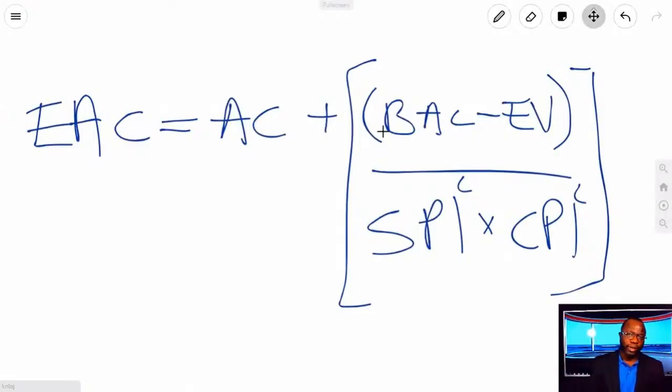EAC based on work being performed at the budgeted rate, EAC based on current cumulative CPI, and EAC based on cumulative CPI and SPI. See that? That's how you do it, folks. You got to know all of your EACs. All of them.